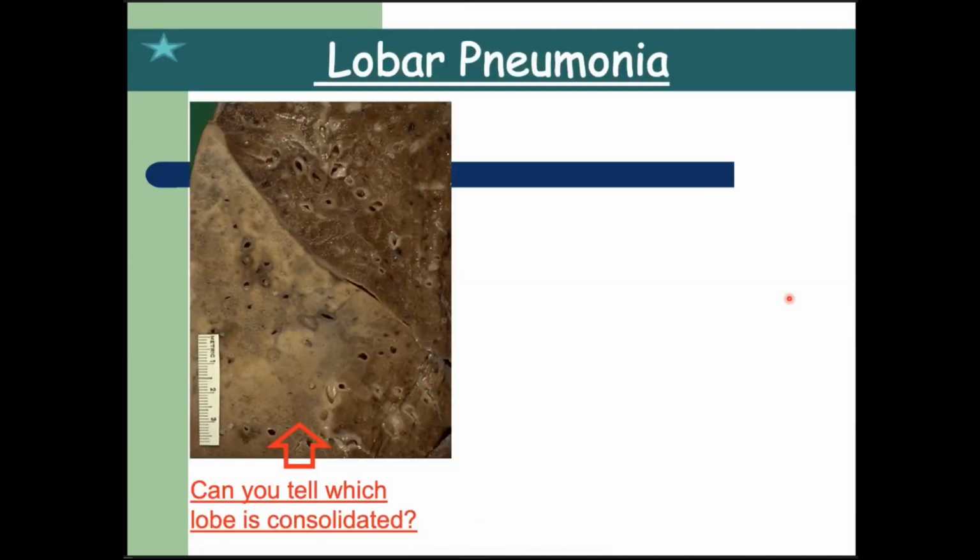And this is the difficult thing. When you see the real thing, it's completely different from the diagram. So this is lobar pneumonia. Lobar pneumonia means when the full lobe is involved by the condition. So can you tell which one is normal, which one is consolidated? Anyone?